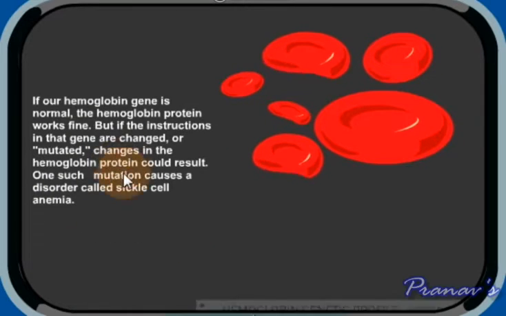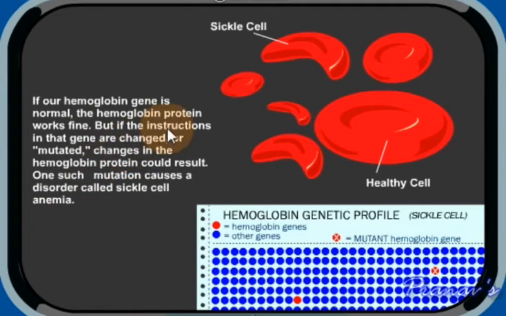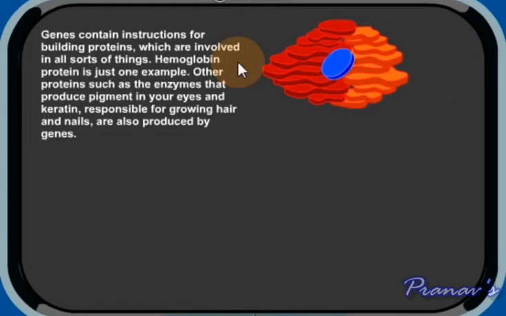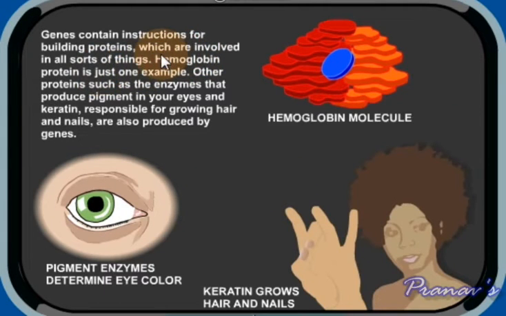If our hemoglobin gene is normal, the hemoglobin protein works fine. But if the instructions in that gene are changed or mutated, meaning changed, changes in the hemoglobin protein could result. One such mutation causes a disorder called sickle cell anemia. Observe the red blood cell, it looks like a sickle. So it results because of the mutation of the gene. Mutation of the gene means distortion of the information.